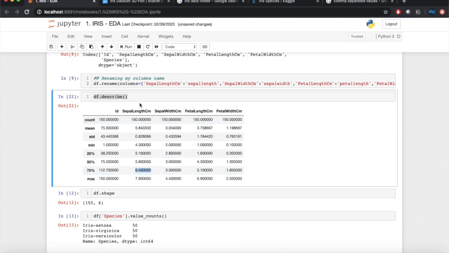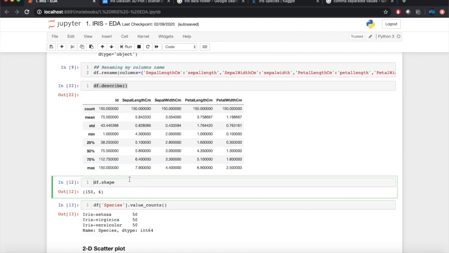So this is the use of the describe function. It describes the data very well and gives the basic stats of a data set immediately, like mean, median, standard deviation, minimum value, and maximum value, which is a great help to understand a data set. After this I have to know how many rows our data set contains.